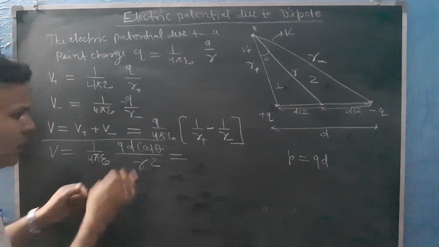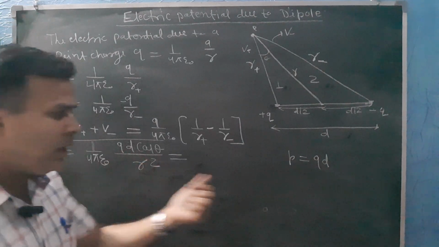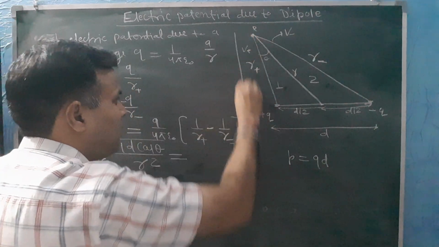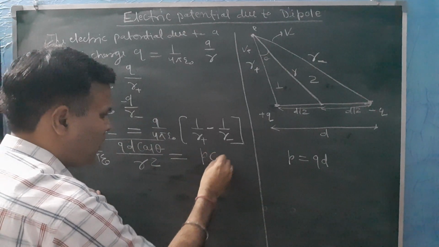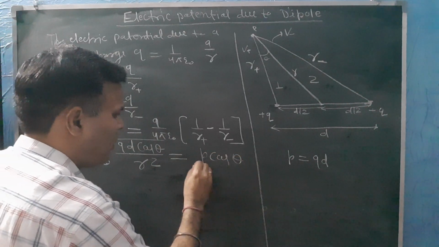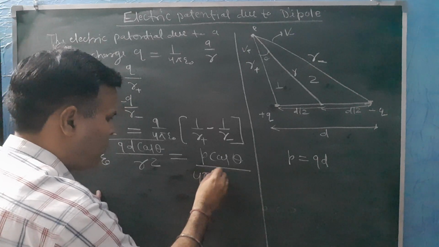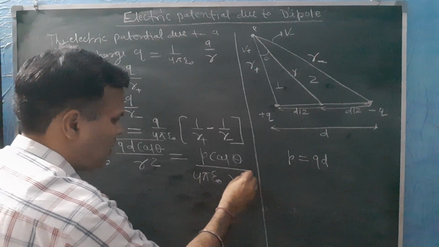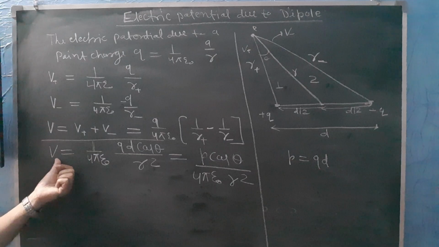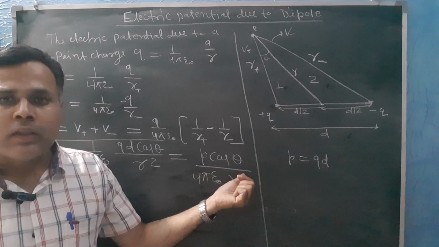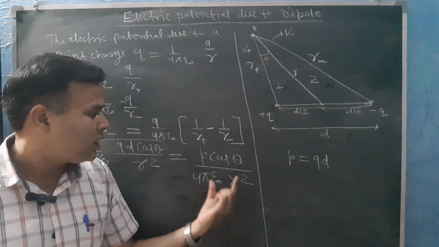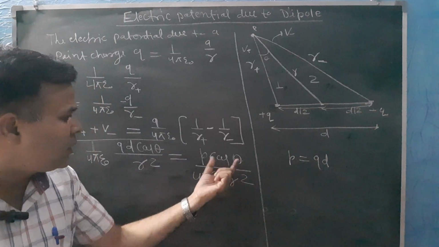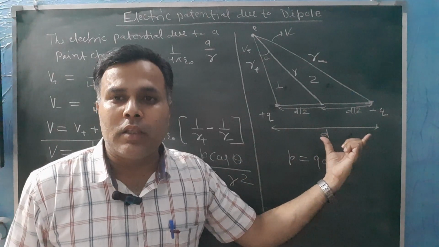And in another way, we know qd is the dipole moment. I have already explained the concept of this qd. So this is simply p cos theta upon 4 pi epsilon 0 r square. This is the potential profile due to this dipole or this arrangement. So this is a ready-made expression, just mind it. And this expression corresponds to the separation distance d.